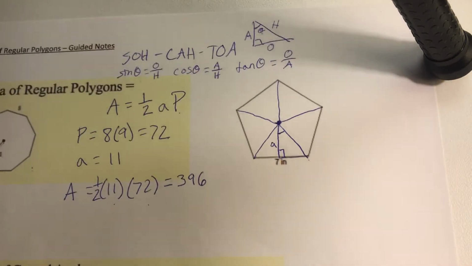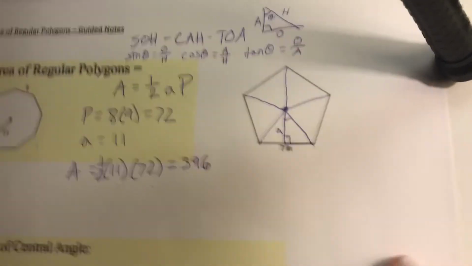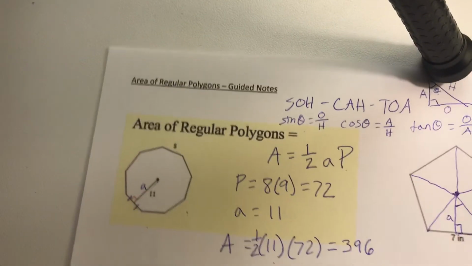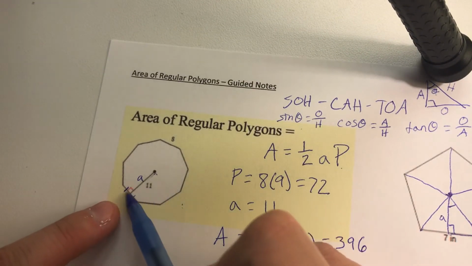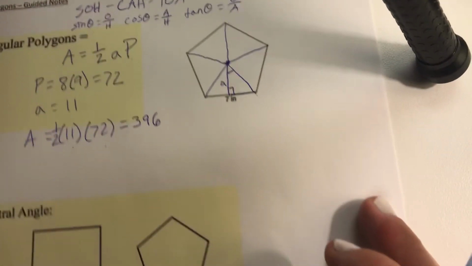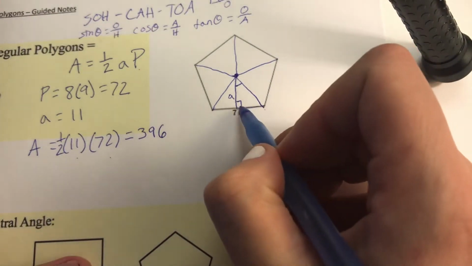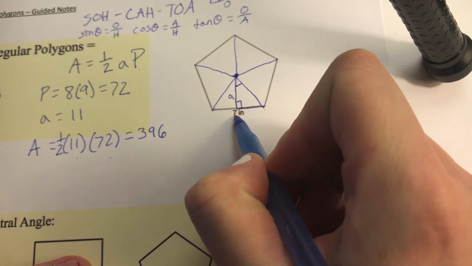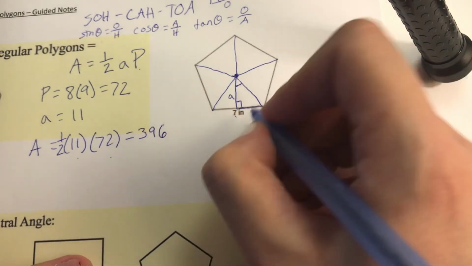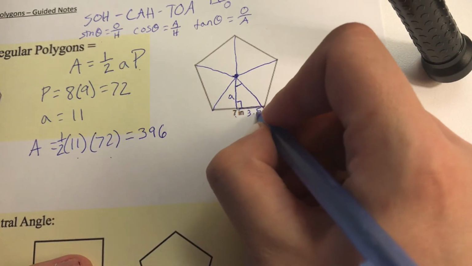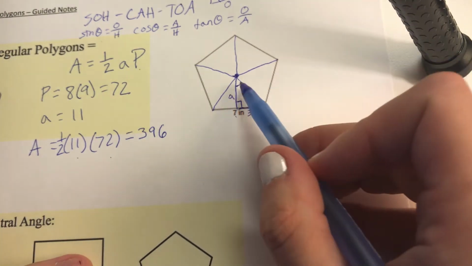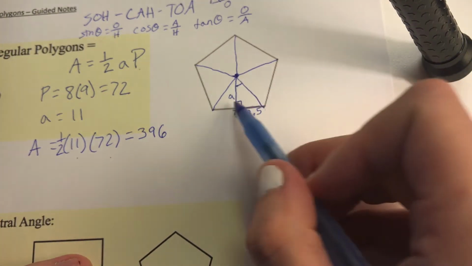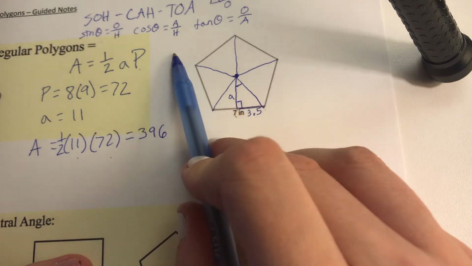Remember I said the apothem, if we're looking over here a little bit, goes right down the middle of this side. So I can find this length right here by taking 1/2 of 7. So 1/2 of 7 is 3.5. If this is 3.5 and I know the measurement of this angle, then I can find A using SOHCAHTOA.